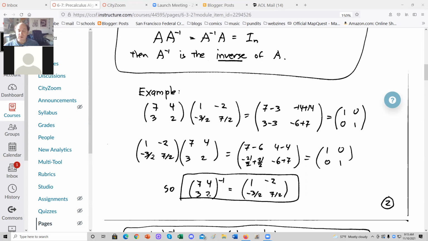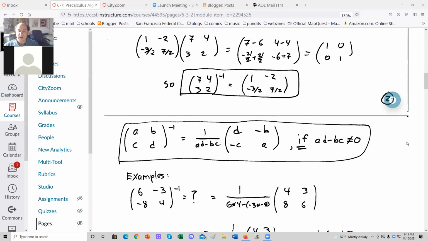So the inverse of 7, 4, 3, 2 is 1, negative 2, negative 3 halves, 7 halves. In general, the inverse of a 2 by 2 matrix A, B, C, D is 1 over AD minus BC times D, minus B, minus C, A. I like to think we flip through the diagonal, so A and D change places and B and C flip signs, then we have this thing AD minus BC, and 1 over that. If this is 0, then the inverse is not defined.